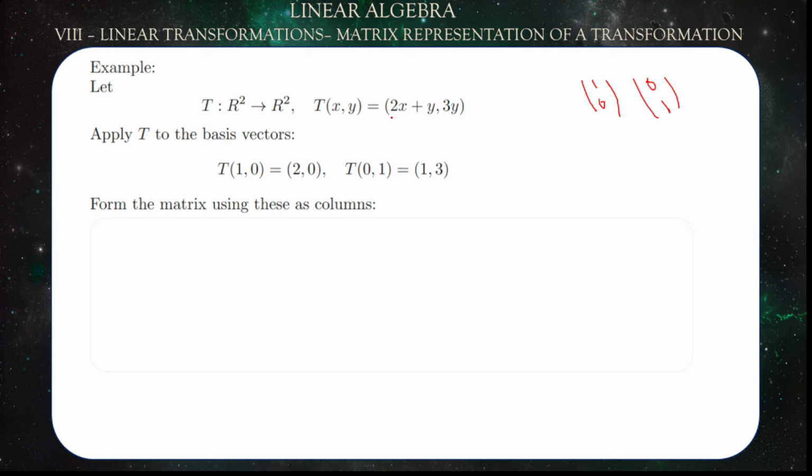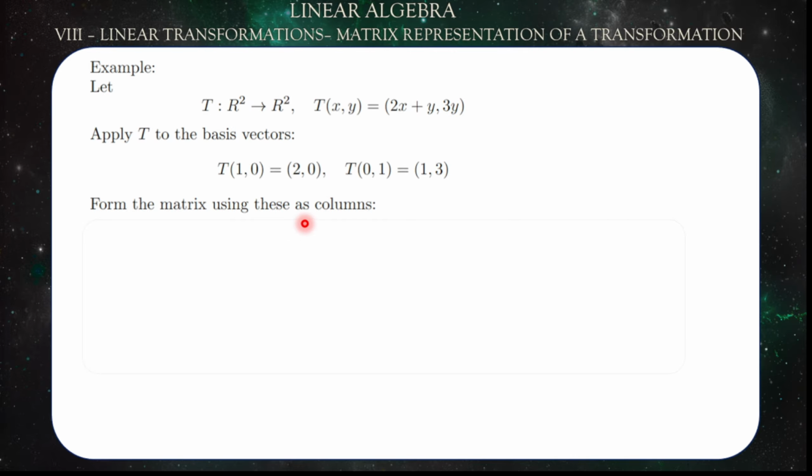T(1,0) is equal to, you replace x by 1 and y by 0. So this becomes 1 here. Y is 0 and 3y is 0. What remains is (1, 0). T(0,1), you replace x by 0 and y by 1. So you get here 1 and 3, which is T(0,1) equal to (1, 3).